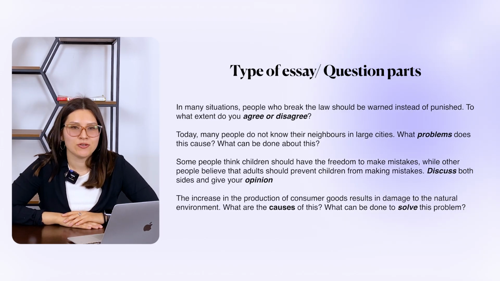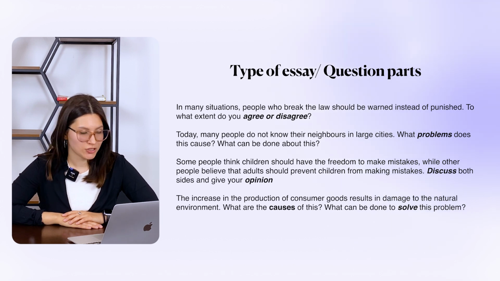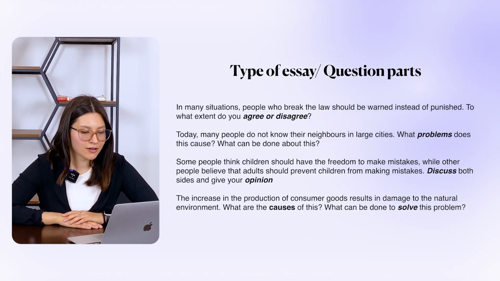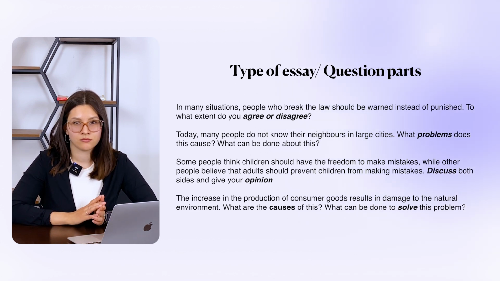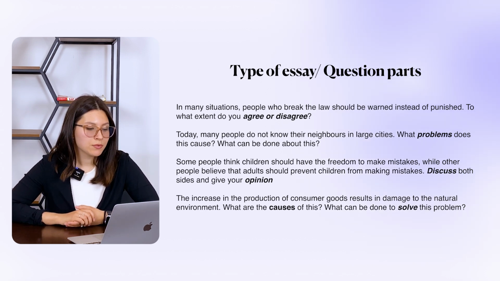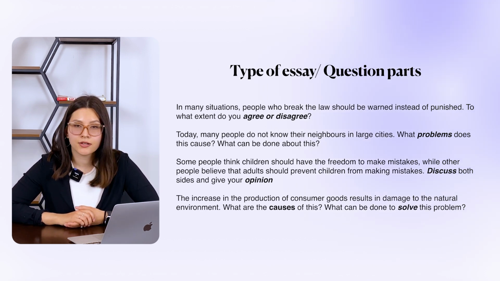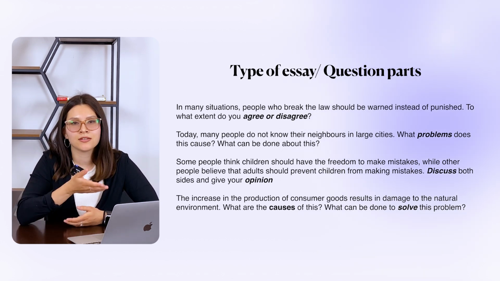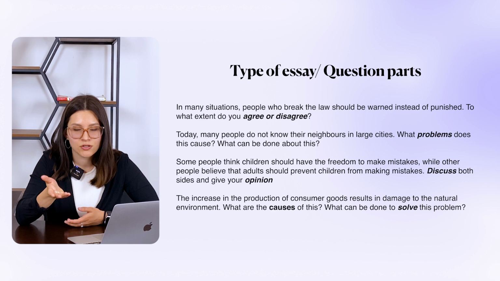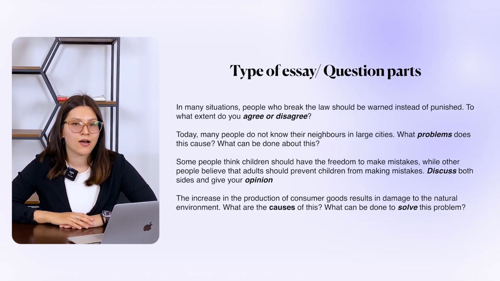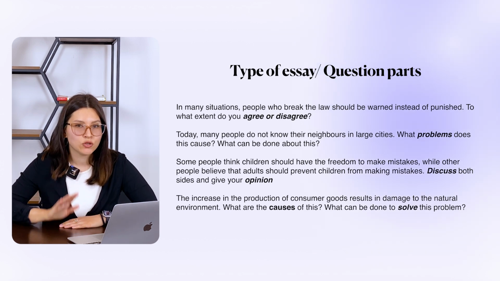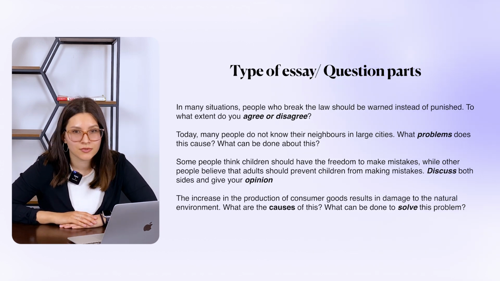All right, now you can see 4 task 2 questions on your screen. These are examples for you to get a better understanding of what I was talking about. All right, so: in many situations, people who break the law should be warned instead of punished. To what extent do you agree or disagree? Meaning, I've highlighted the agree part. So now you know that's an opinion essay, but nobody is going to highlight this part in your actual exam. You have to be able to do it yourself, okay?